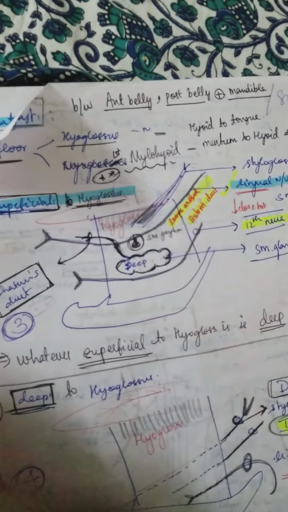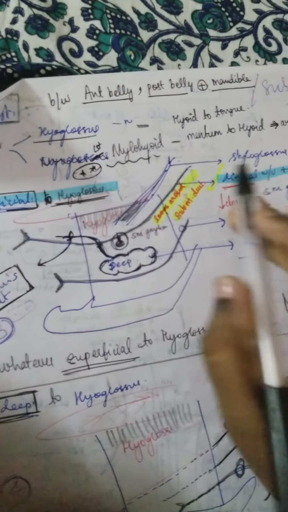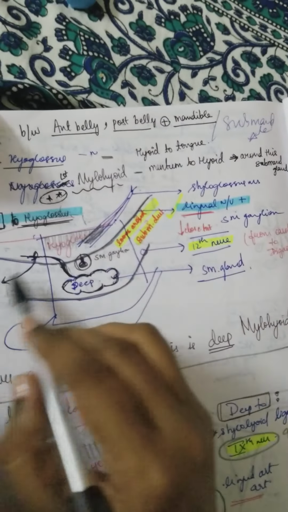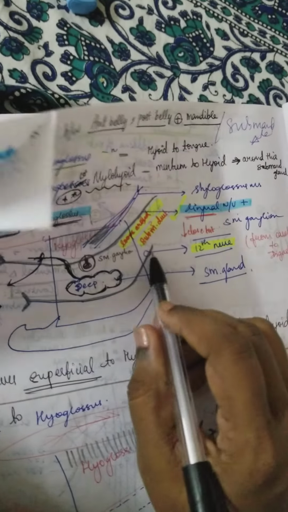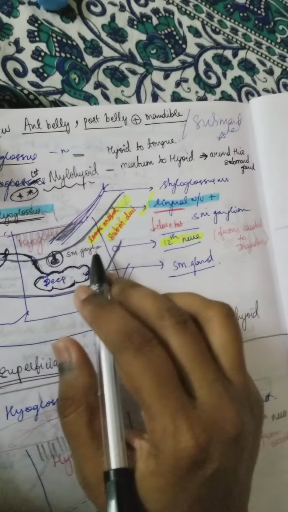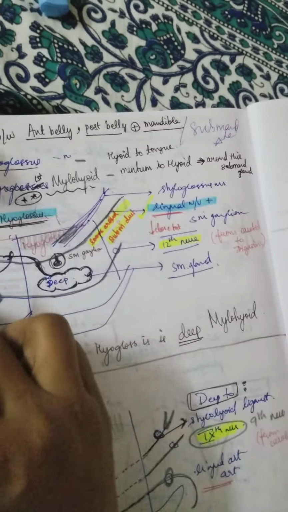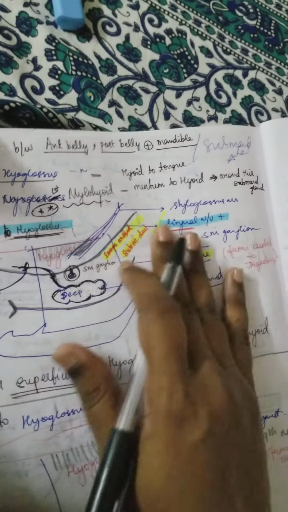Now, one nerve is going to loop around Wharton's duct, that is the lingual nerve. Apart from that, you have another nerve, which is the 12th nerve. From the carotid, the 12th nerve is going to come to the digastric, because it's going to go to the tongue, right? And also you have the styloglossus muscle.